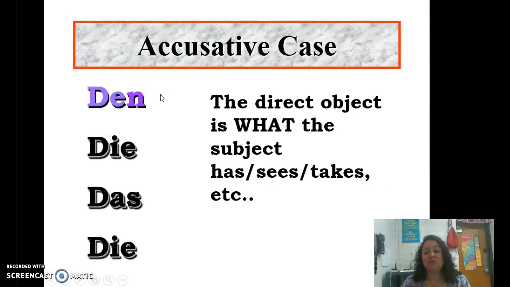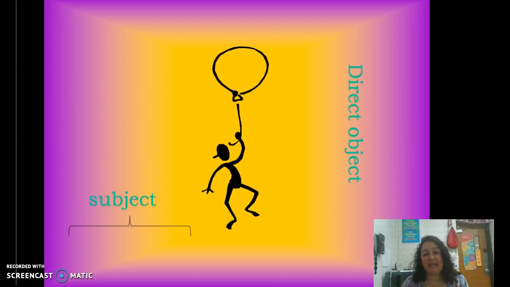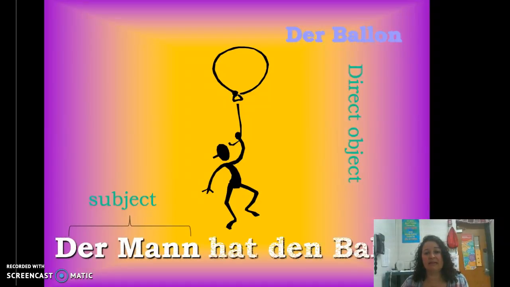The direct object is what the subject has, sees, takes, etc. So, der Ballon is the balloon. Der Mann is the man. Der Mann hat den Ballon. The man has the balloon. So, the word der Ballon, which is just the normal case, when it becomes the direct object, what the man has, it changes to den.